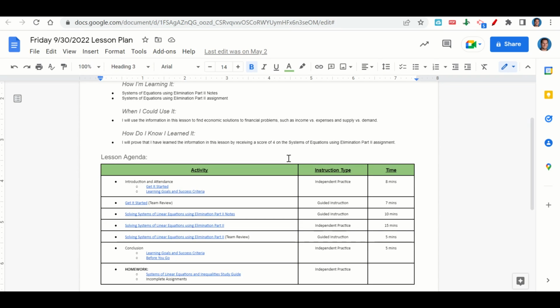And then I'll give you time to complete the solving systems of linear equations using Elimination Part II assignment. Once you've completed the assignment, we'll go over it together and answer any questions that you may have. At the end of class, we'll go back over our learning goals and success criteria while you fill out your exit ticket before you go. Your only homework for tonight is to continue working on the systems of linear equations and inequality study guide and any incomplete assignments that you may have.